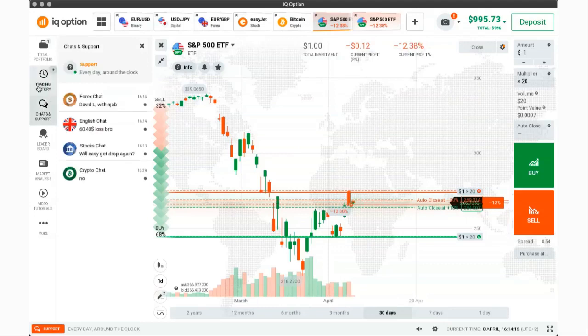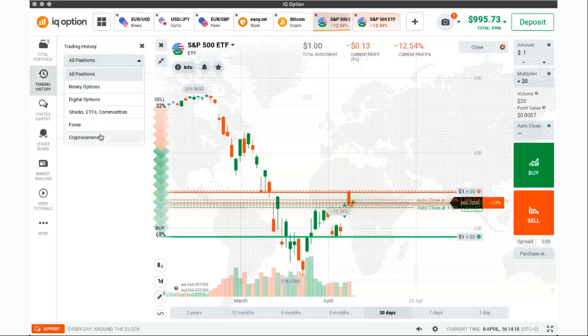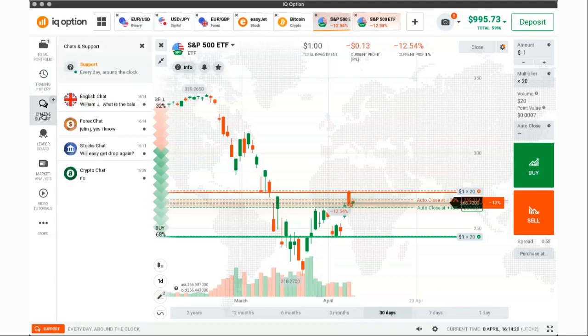That's your trading history. Just before I move on, you can filter by positions in case you trade and you diversify among all these different products. Good on you, but you can pick specifically. Chats and support goes down here. Okay.